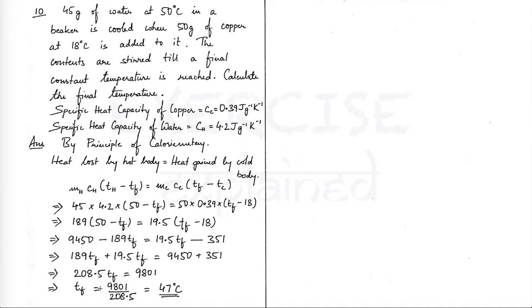So TF is equal to 9801 divided by 208.5, which gives me 47 degree Celsius. That means the final constant temperature of the mixture is 47 degree Celsius.